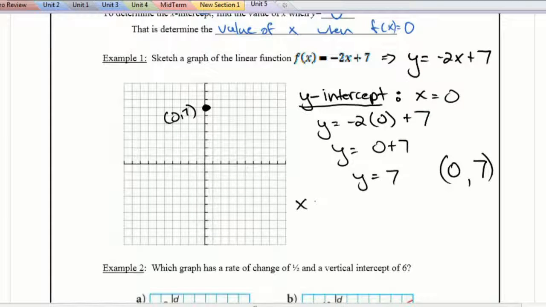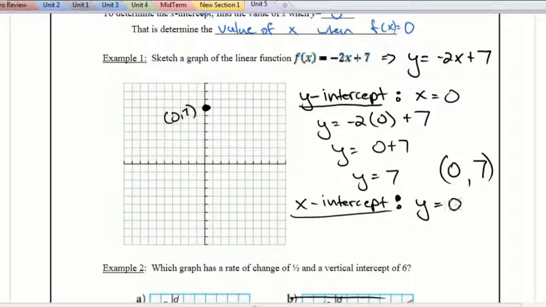So now I'm interested in finding the x-intercept. Just like my y-intercept, where all of my points on that vertical axis have an x value of 0, it's the same thing for the horizontal axis, except now y is going to be equal to 0. So I'm going to take the same equation, and anywhere there's a y, I'm going to plug in a 0. So I get 0 is equal to negative 2x plus 7, just from the equation of my line that I started with.